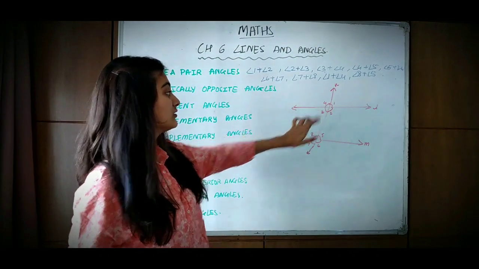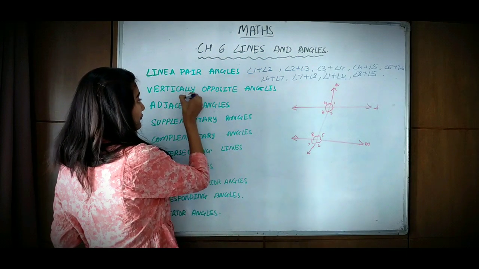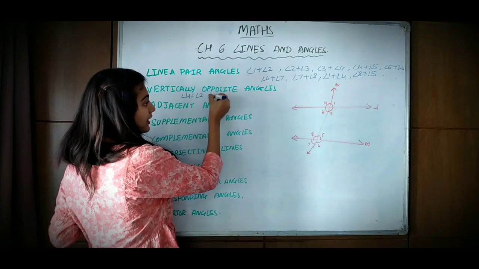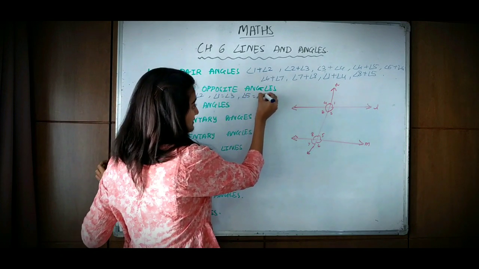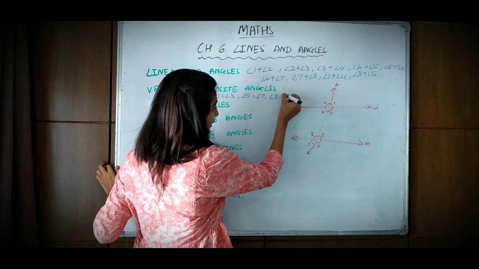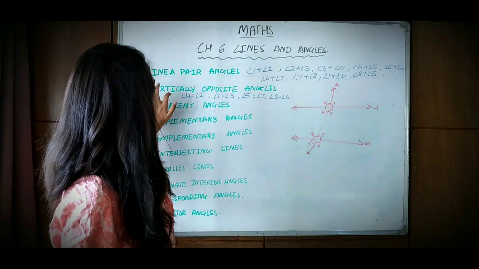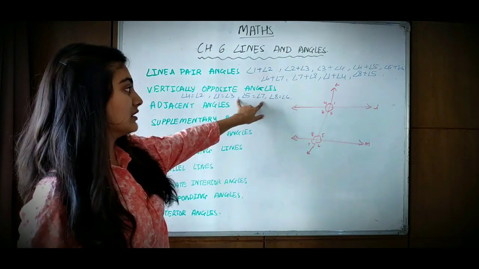So over here, angle 4 is equal to angle 2, angle 1 is equal to angle 3, angle 5 is equal to angle 7, angle 8 is equal to angle 6. These are some vertically opposite angles which are equal to one another.